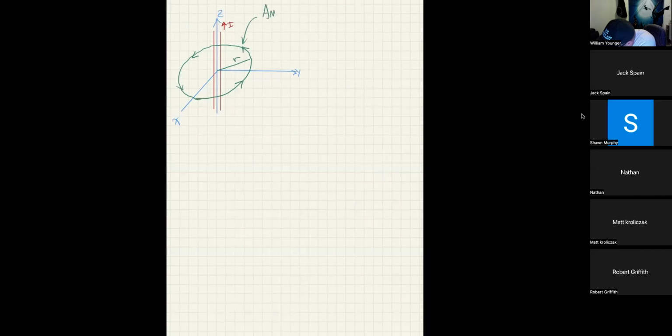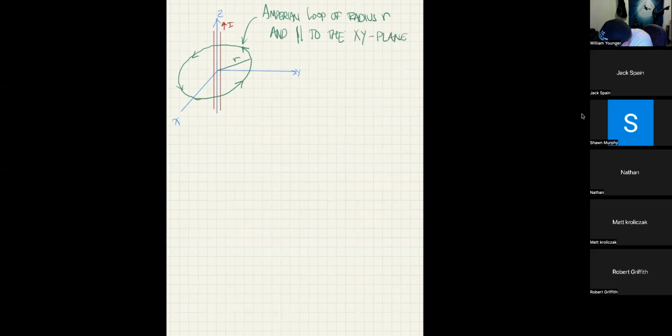This is an Amperian loop of radius r and parallel to the XY plane.